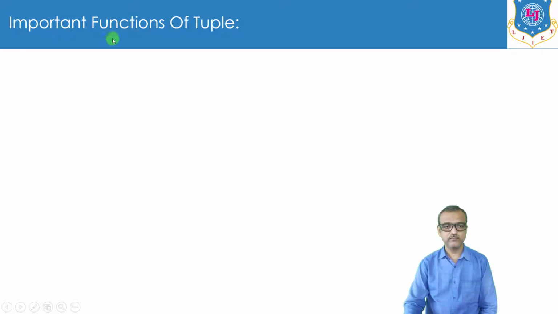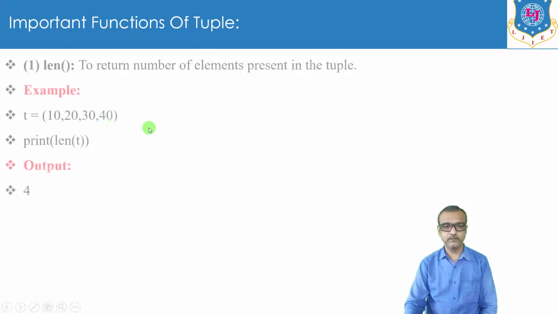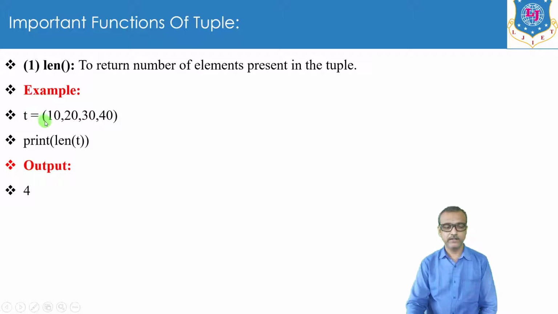First of all, we will see important functions of tuple. First of all, we will see the len function. Now what will this function do? It returns the number of elements present in the tuple. For example, we have created one tuple T, and in this we have these four elements. So print of len of T. So what will be the output? As you can see, we have four elements present in tuple T. So the output is 4.